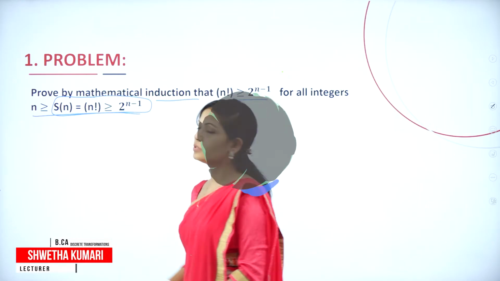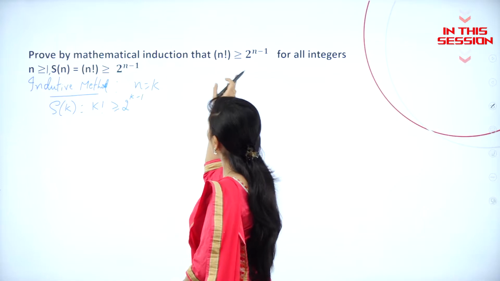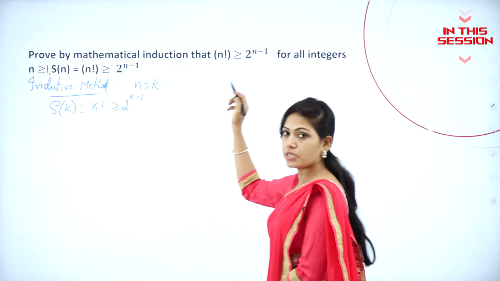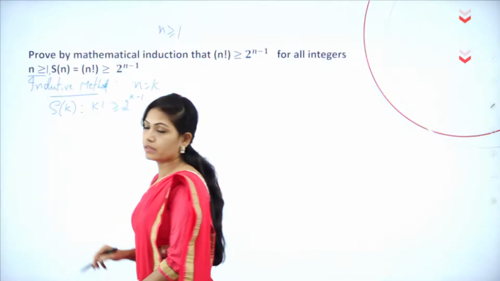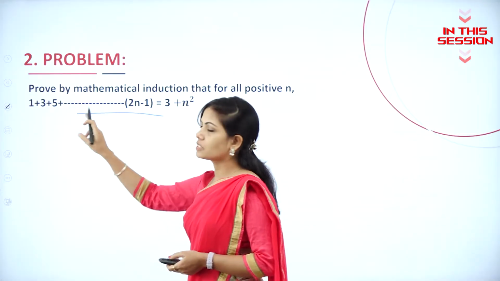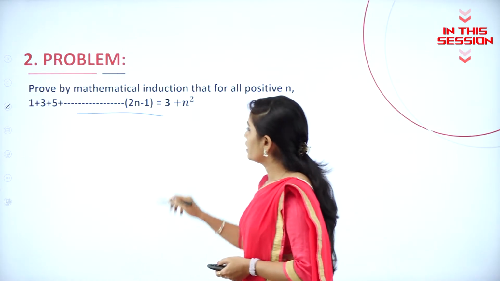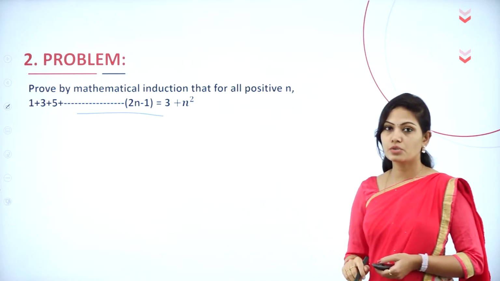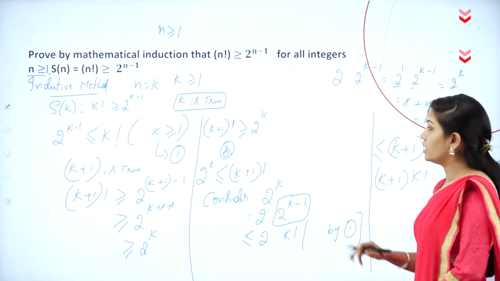We have to prove that n is equal to 1 is true. In the question, they have mentioned that for all integers n is greater than or equal to 1. So we have to prove this: the sum of odd numbers 1 plus 3 plus 5 plus ... plus 2n minus 1 is equal to n square. So now this is in the form of n plus 1 into n factorial.